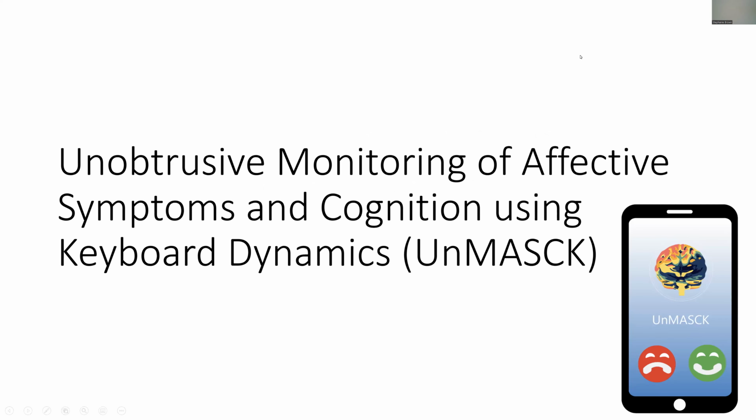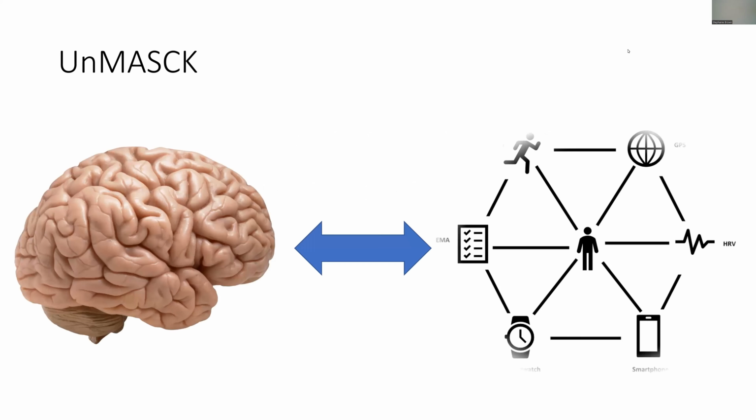And this is the work that we've been doing here at UIC with a study funded by NIMH called Unmasked, Unobtrusive Monitoring of Affective Symptoms and Cognition using Keyboard Dynamics. This is a study where, as Eric mentioned, we're trying to link neuroimaging with digital biomarkers, looking at brain networks derived from neuroimaging with the networks of devices that we interact with on a day-to-day basis.